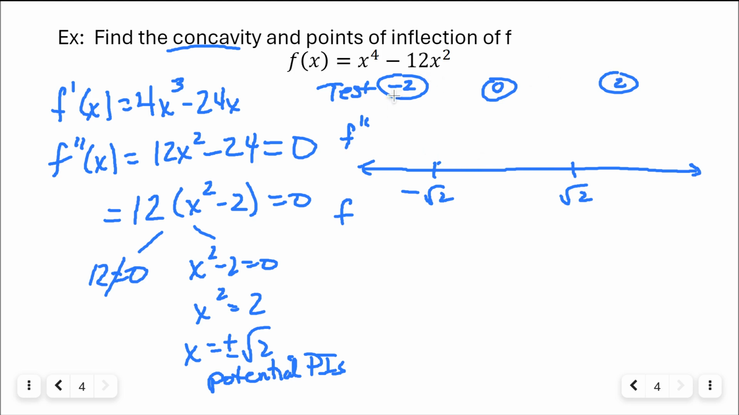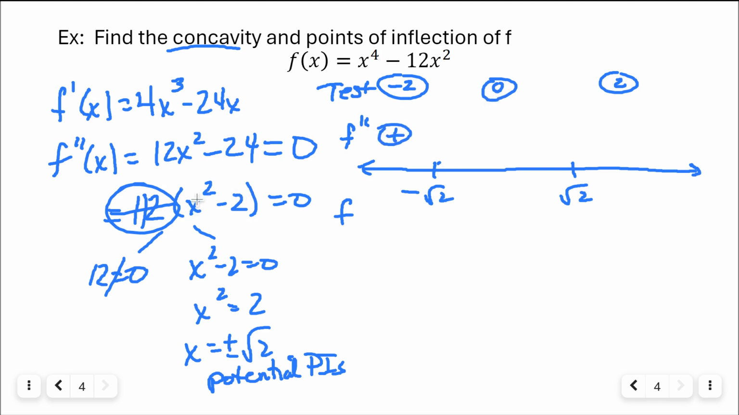Okay, I want to test negative 2, 0, and 2 in f double prime so I can figure out stuff about f. All right, again, I do not care what the value of f double prime is. I only care whether f double prime is negative or positive, just like the first derivative test. So if I take negative 2 and put, well, 12 is positive. I don't care about this. This is always a positive. It's not going to do anything. The question is negative 2. If I put it into negative 2 squared minus 2, negative 2 squared is 4. 4 minus 2 is 2. That's a positive.